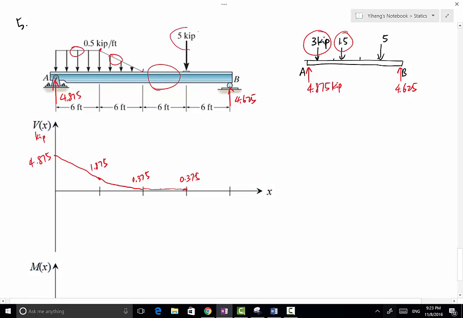And then we have a concentrated force. Therefore, that corresponds to a step change in the shear force diagram of 5. So we start from 0.375, decrease by 5. So it reaches negative 4.625. And then for the next region, nothing happens, no change until it reaches this point right here, still negative 4.625. But this concentrated force at point B returns the slope back to 0. So that's the shear force diagram.